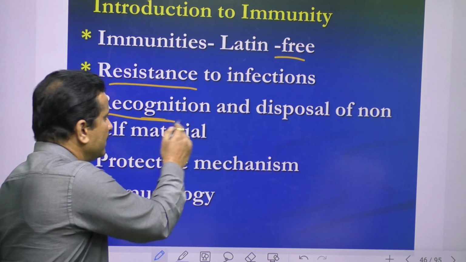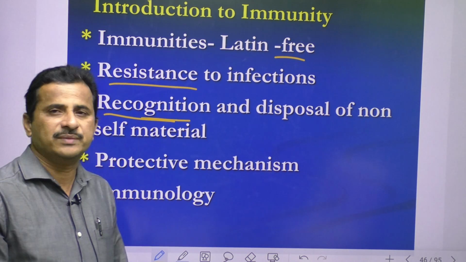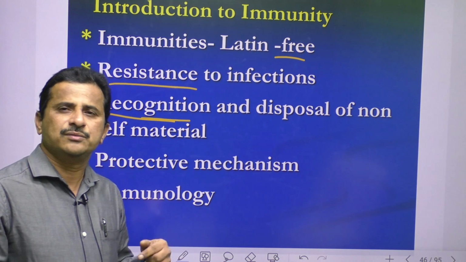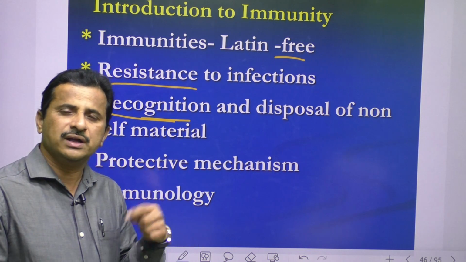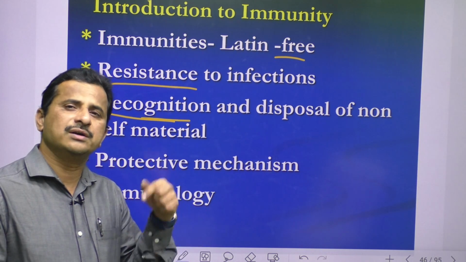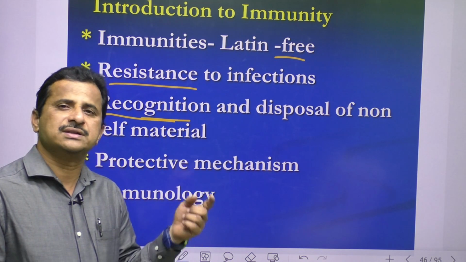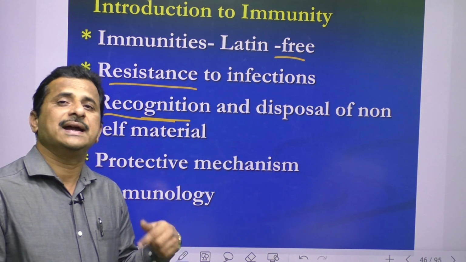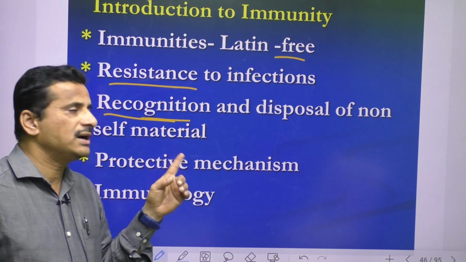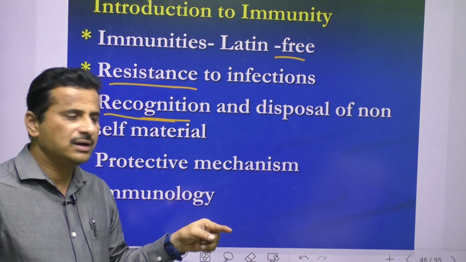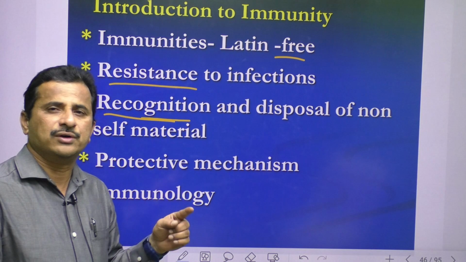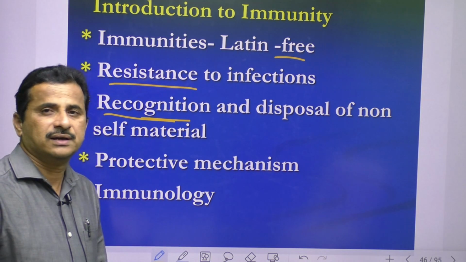So this is the recognition and disposal of non-self material. Non-self material means material that does not belong to our body. In immunity, our body recognizes different chemicals, materials and pathogens that do not belong to it, such as harmful chemicals and harmful bacteria, eliminates them, and throws them outside. This recognition and disposal of non-self material, foreign bodies other than our body, is called immunity.